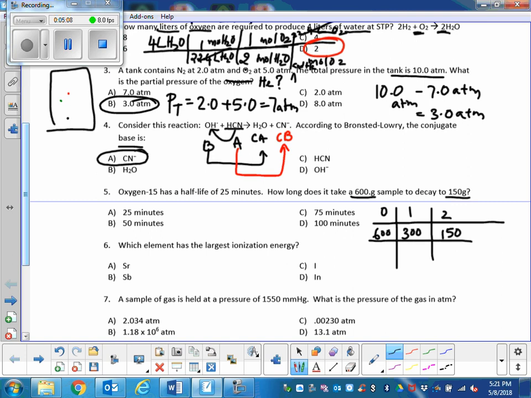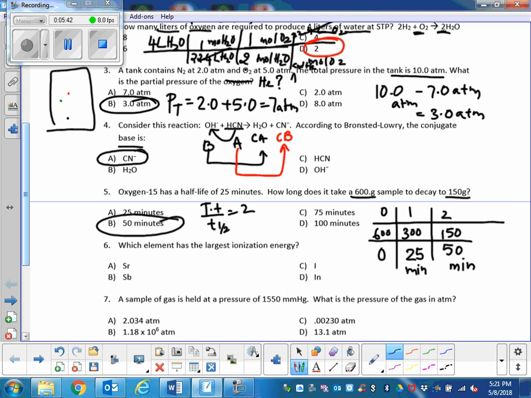This 600 grams was at 0 time. When did you get to 300 grams? At 25 minutes. So if you add another 25 minutes, it becomes 50 minutes. When did it become 150 grams? At 50 minutes. So you can circle 50 minutes. The other way to do this problem is it divided 2 times. So you have total time divided by half-life equals 2, and your half-life is 25. So 25 times 2 is 50. That's another way to do the problem.